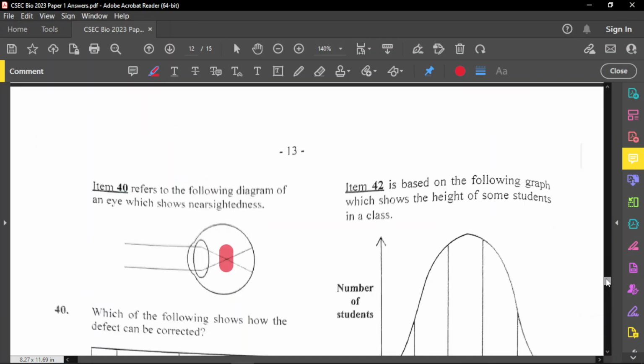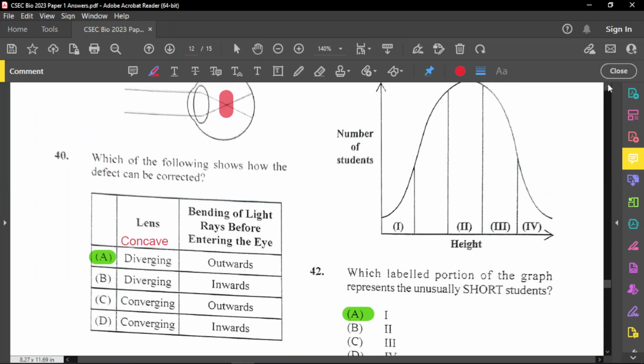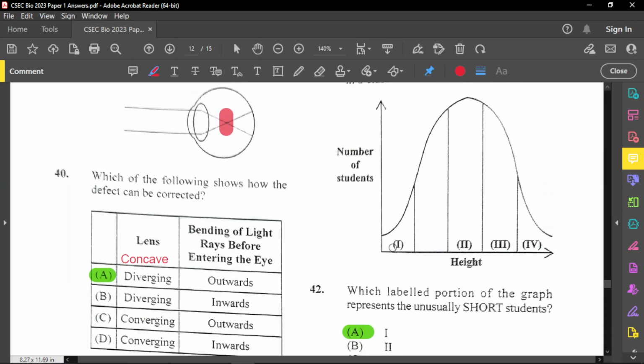Item 42 is based on the following graph, which shows the height of some students in a class. The question reads: which labeled portion of the graph represents the unusual shortness of students? I want to make a note right here that height starts here. So this is the lowest height, so this must be the unusual short people.